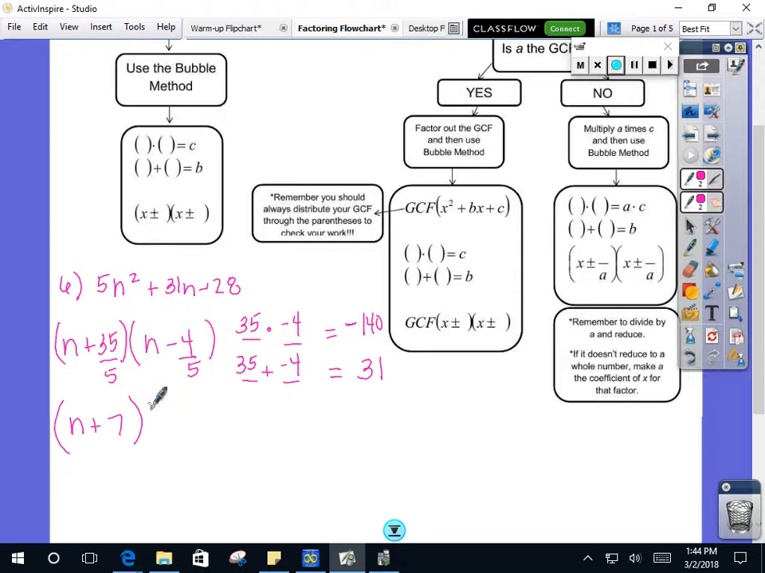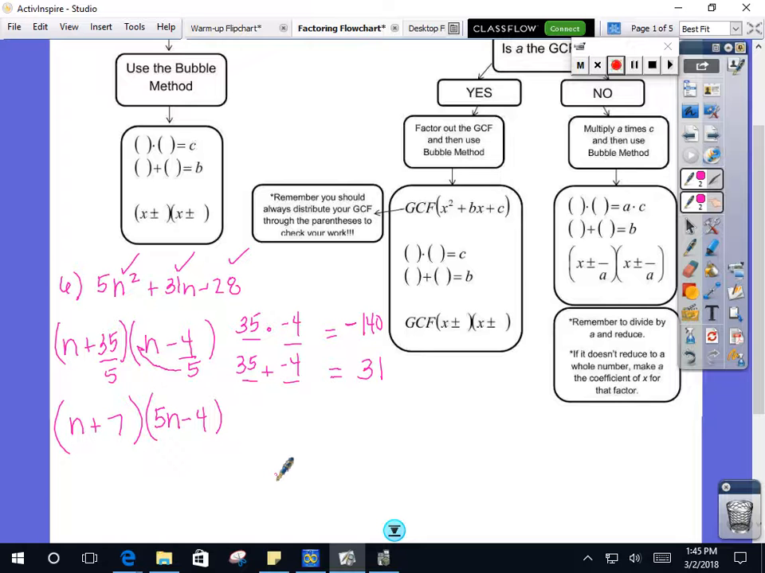Will 4 over 5 reduce? So what does it say you do? It becomes the coefficient. That 5 on the bottom jumps out front and becomes the coefficient. And then you're done. See how the 5 jumped out in front and became the coefficient of x, or in this case n? And now look, it would work. N times 5n is 5n squared. 7 times negative 4 is negative 28. Negative 4n and 35n combine to 31n.